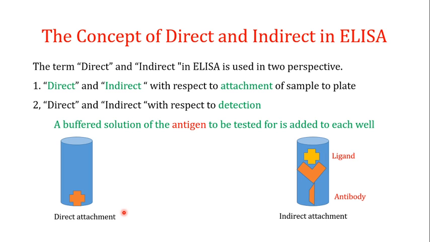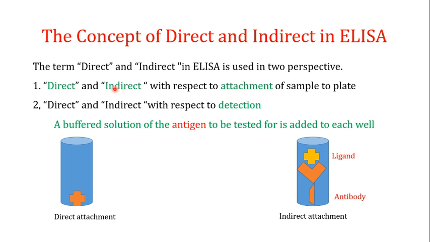Now the two important things when you talk about the ELISA are known as the direct and the indirect. So you should have a very firm understanding of the concept of direct and indirect in ELISA. When you use these terms direct and indirect in ELISA, they are used in two perspectives: with respect to the attachment, and with respect to the detection. So the attachment can be a direct attachment or an indirect attachment. The detection can be a direct detection, or it can be an indirect detection.